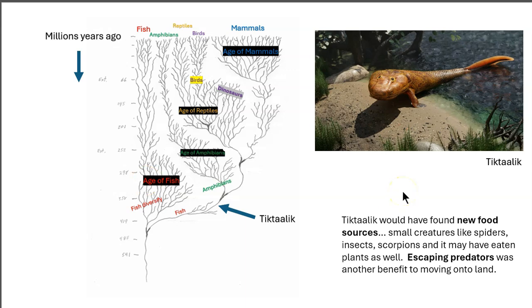So we can ask the question, well, what was the advantage to having these limbs, allowing it to crawl outside the water onto the land? Well, Tiktaalik would have found new food sources, small creatures like spiders, insects, scorpions, and it may have also eaten plants as well. And escaping predators was another benefit to moving onto land. So this type of creature would have been the ancestor of all future land vertebrates. And of course, some of those vertebrates went back to live in the oceans like the whales. Tiktaalik had a bright future.